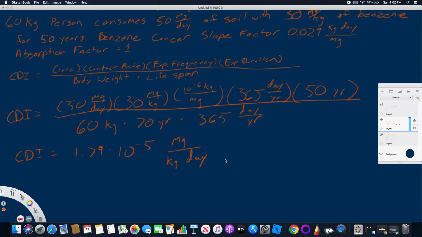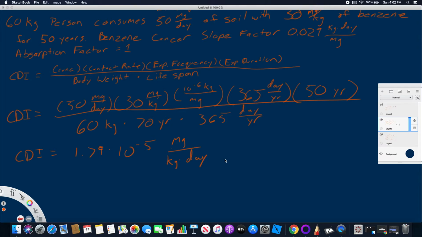Per kilogram day. Okay. So that's the chronic daily intake. This is basically the average amount of contamination in a person's body averaged by their body weight over their lifetime and exposure, because that's how you deal with cancer. There's no safe exposure for cancer, right? Any amount of exposure is going to affect your average exposure per lifetime.